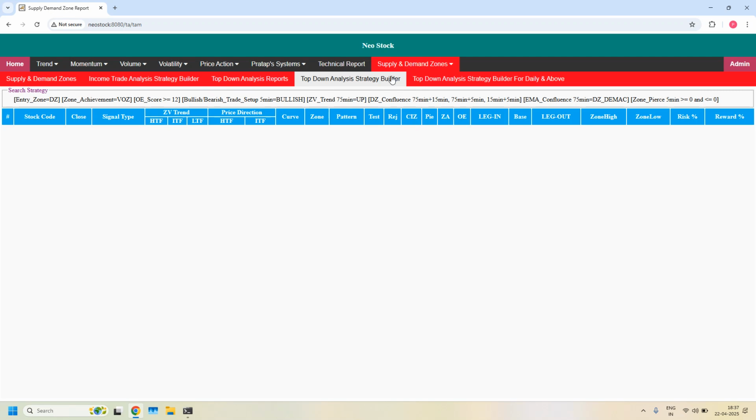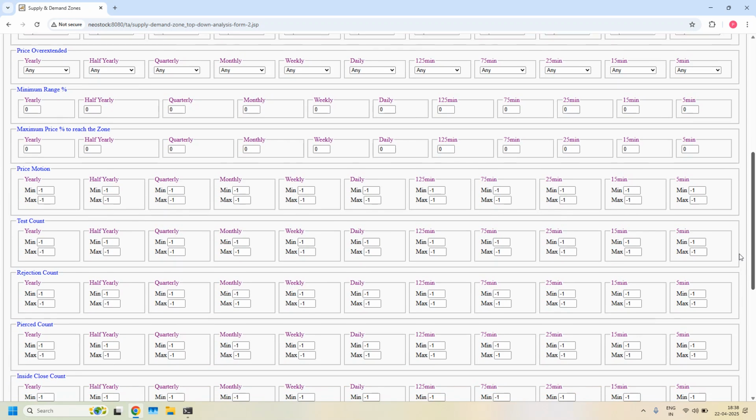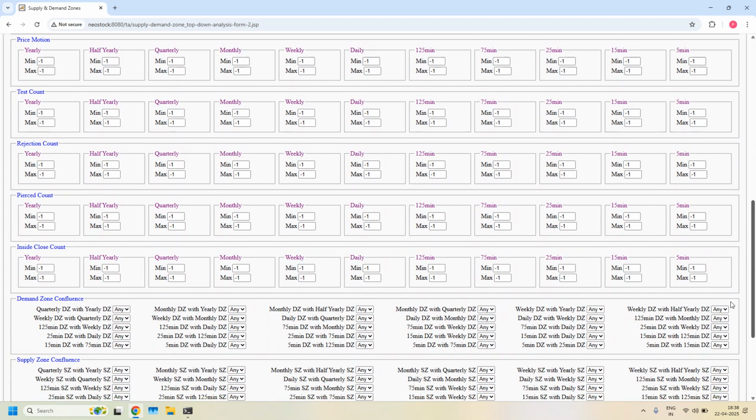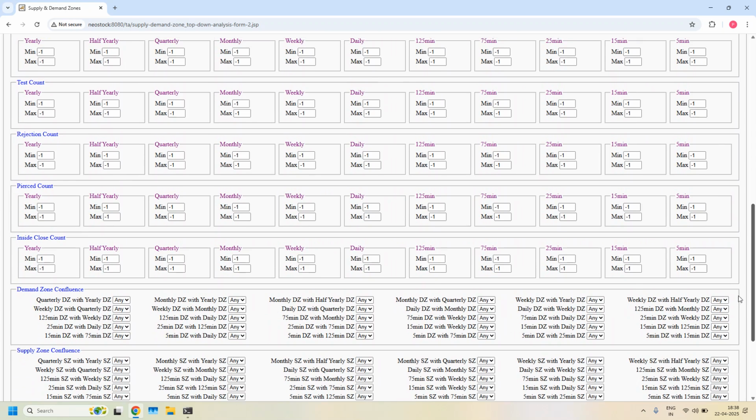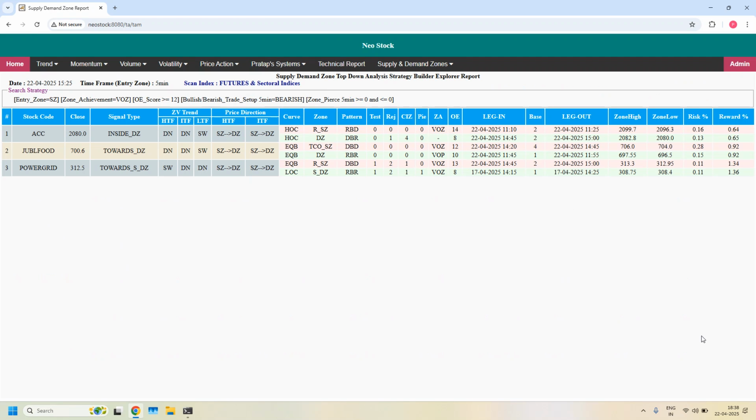Next, bearish trade setup for hourly income trade. Entry time frame 5 minutes, entry zone supply zone, bullish or bearish at 5 minutes, I am selecting bearish. Zone achievement violated opposing zone, minimum order enhancer score 12, and also the 5-minute supply zone should not be pierced. So in the pierced count, 5 minutes time frame, minimum value 0, maximum value 0. With these filters, we got 3 stocks.